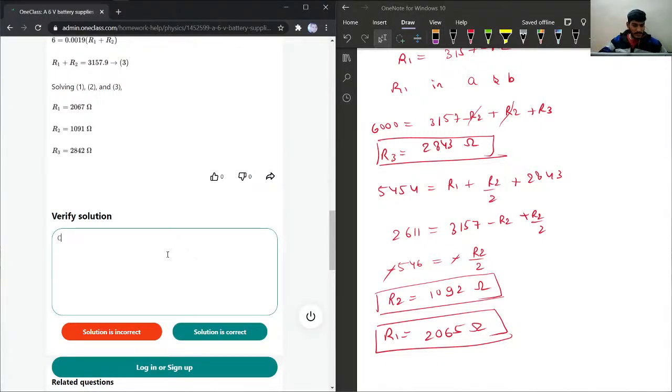I'll just write correct solution. Good work. Solution is correct.